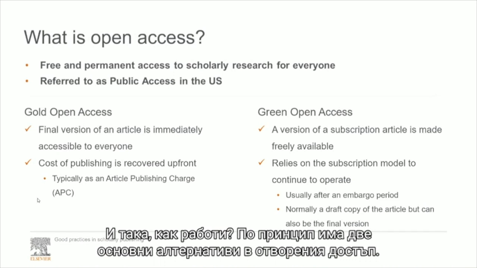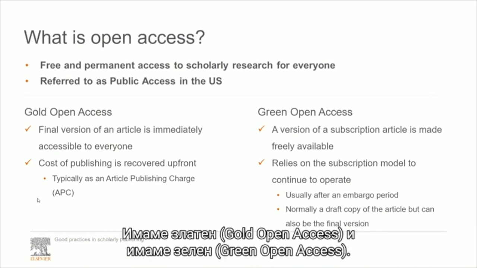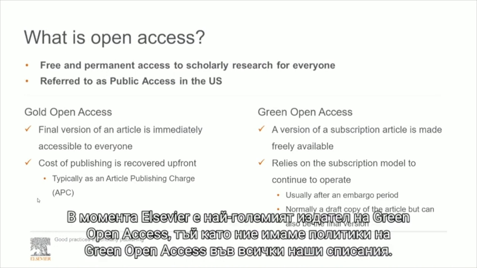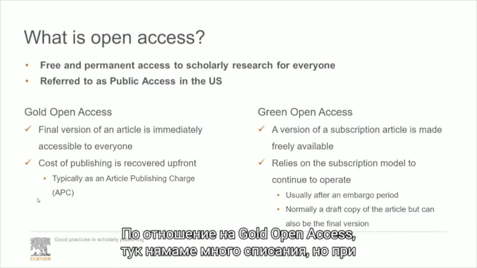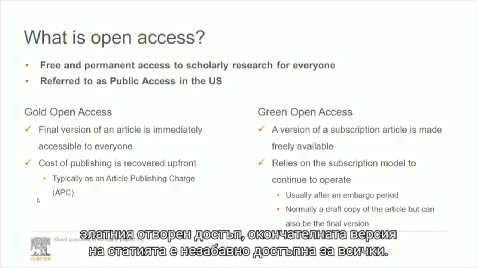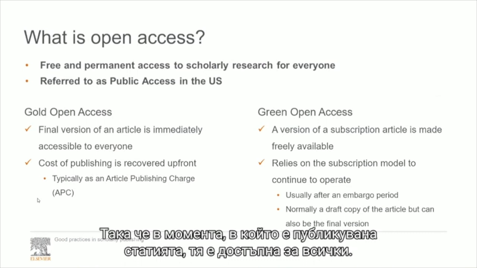So how does it work? There are basically two main alternatives in open access: gold open access and green open access. Elsevier is currently the largest green open access publisher because we do have green open access policies across all of our journals. And in terms of gold open access, we don't have the most journals. But in gold open access, the final version of the article is immediately available to everyone. So the moment it is produced, it's available to everyone.